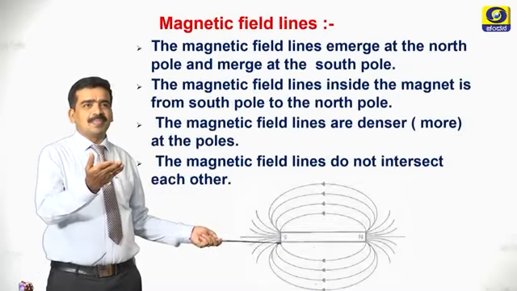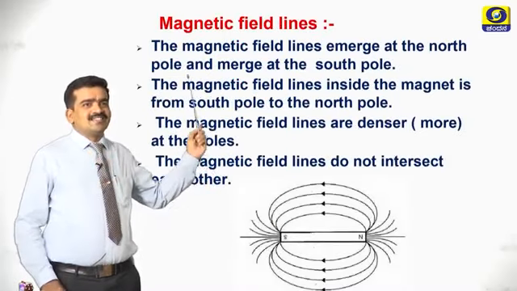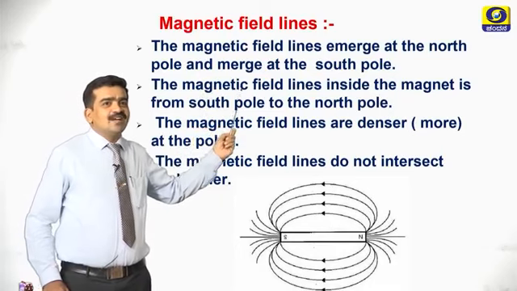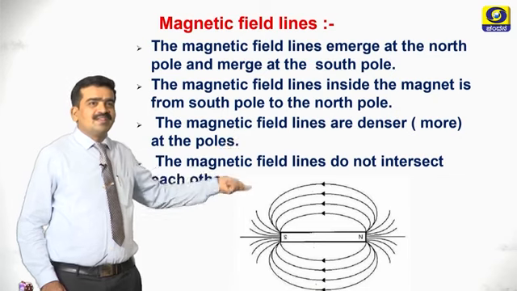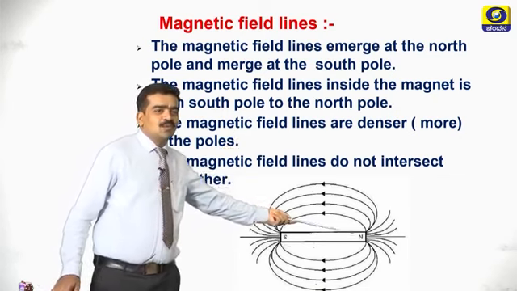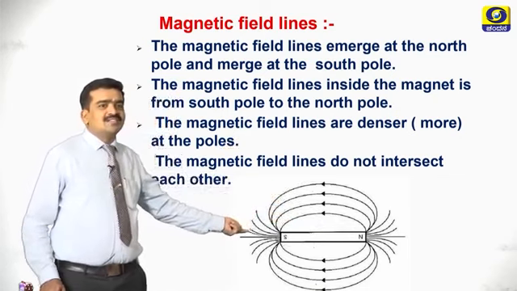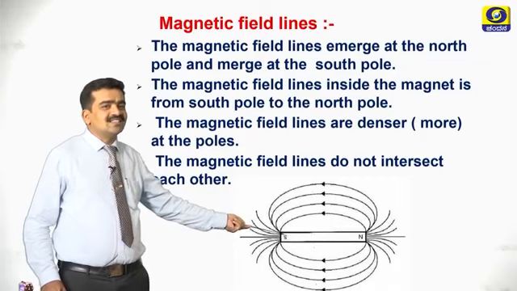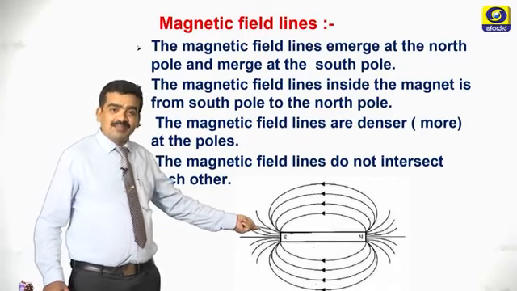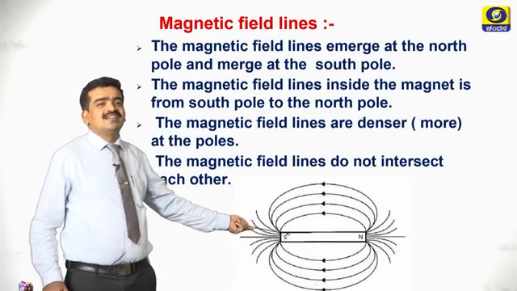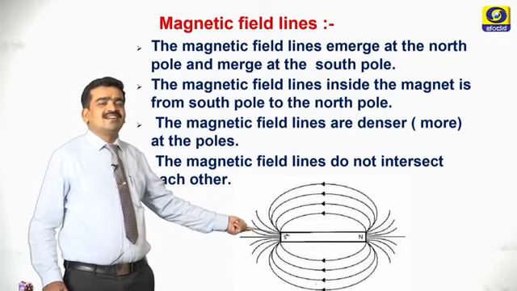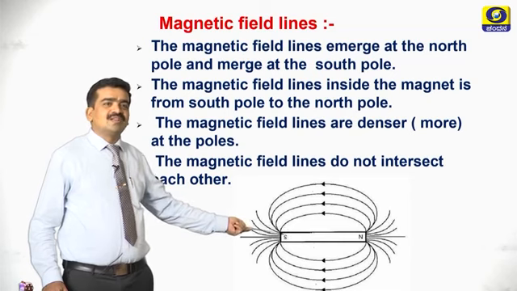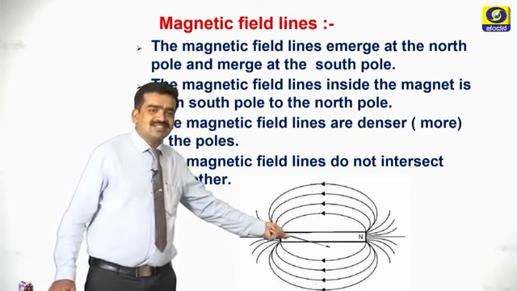The first property is that magnetic field lines emerge at the north pole and merge at the south pole. They emerge from the north pole and merge in the south pole. So this is outside the magnet. Then what about inside the magnet? The direction is quite reverse. Inside the magnet, the field lines go from south to north direction.